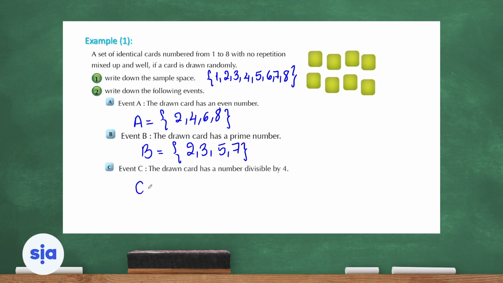Event C, the drawn card has a number divisible by 4. So they're only 4 and 8. Remember, event A, even numbers. Event B, prime numbers. Event C, numbers divisible by 4.